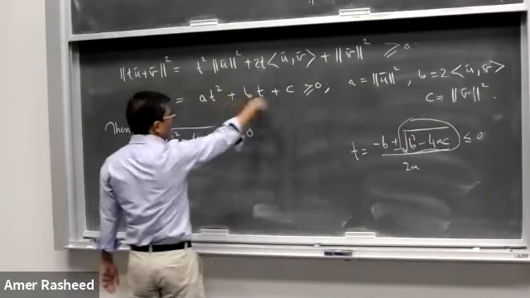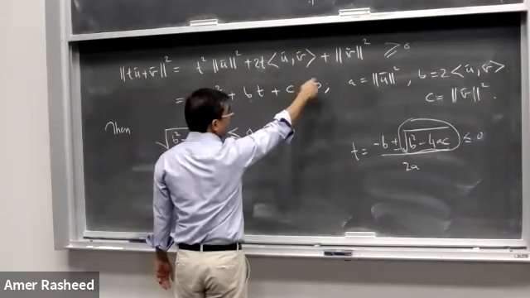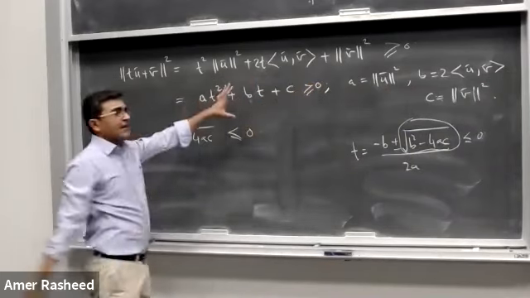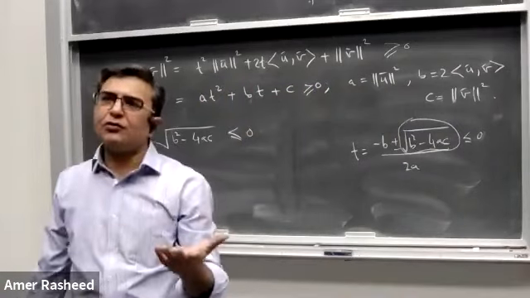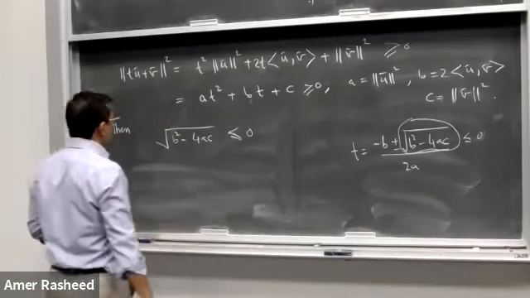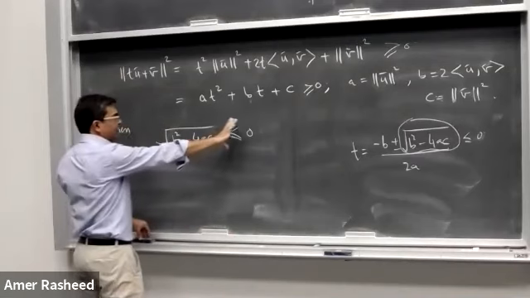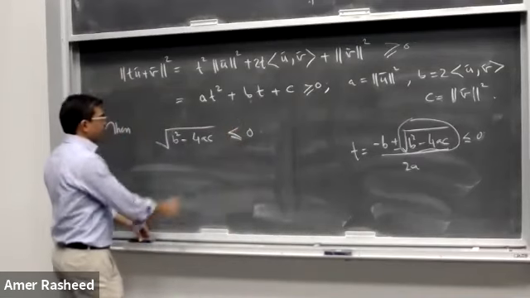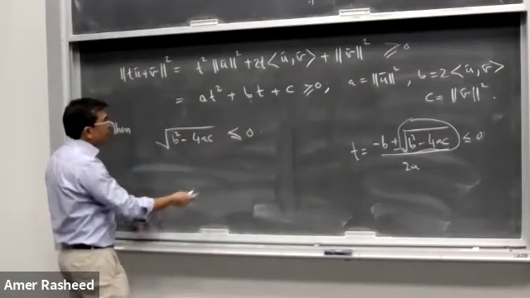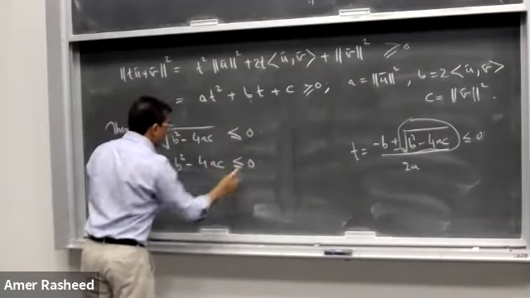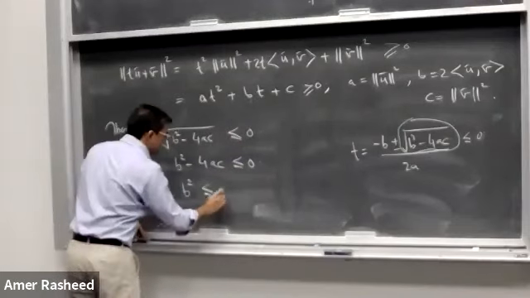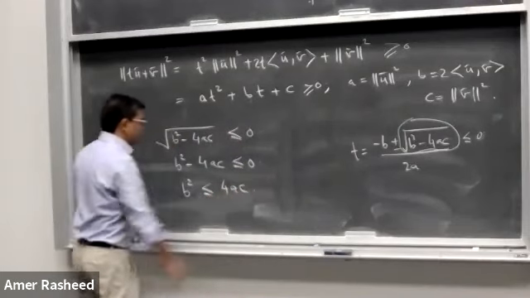Because this polynomial is always positive, also greater than or equal to 0, this polynomial must have either real roots only, the same roots, repeated roots, or complex roots. So we must have this thing less than or equal to 0. Taking the square on both sides, we can write b square minus 4ac less than or equal to 0, and b square is less than or equal to 4ac.